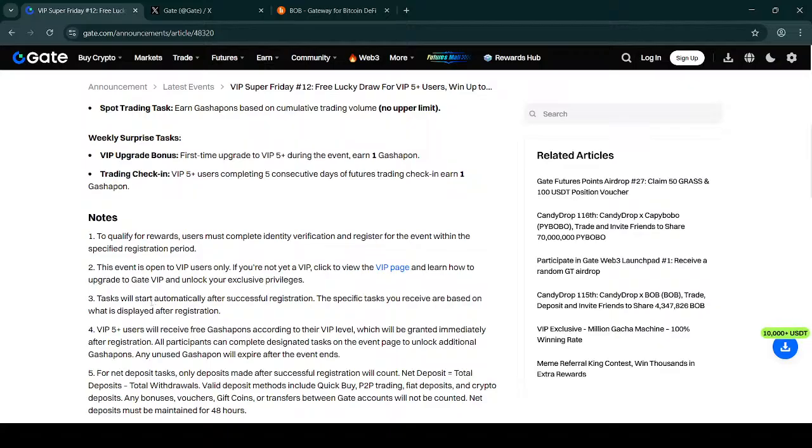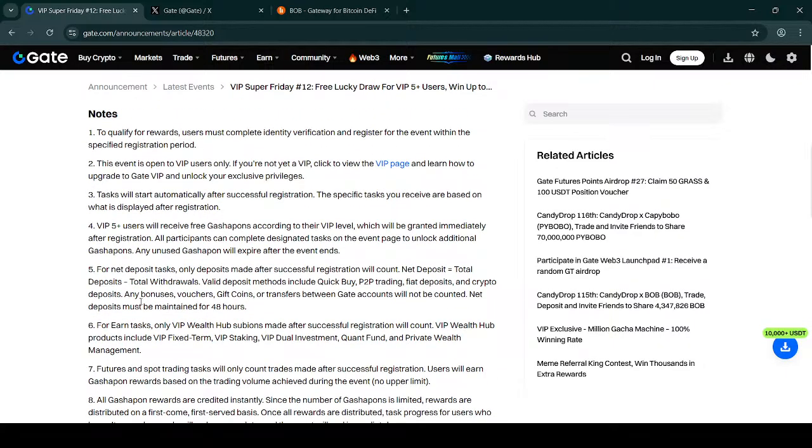Tasks will start automatically after successful registration. You will receive the base gas bonus as displayed, and BFE 5 plus users will receive a bonus according to their BFE level, which will be granted immediately after registration. All participants can complete the designated tasks of the event to unlock additional gas bonuses, and the gas bonuses will expire after the event.